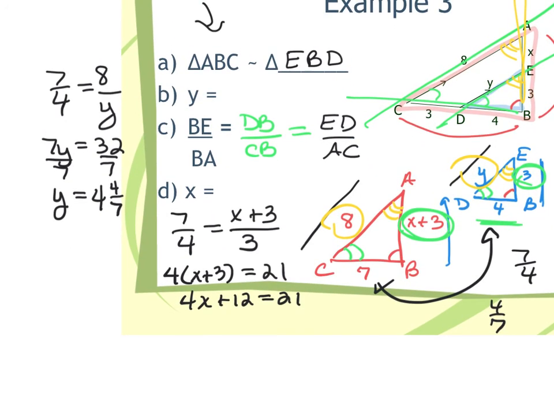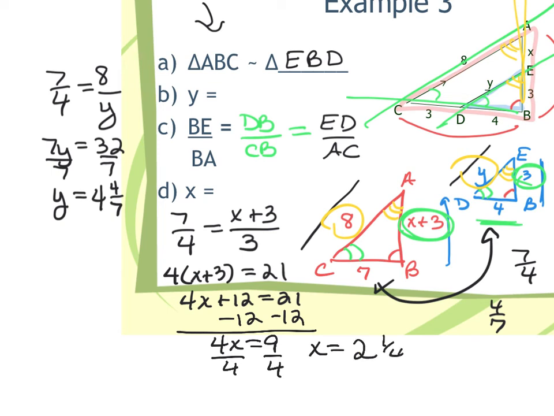Move the 12. 4X equals 9. Divide by 4. And X equals 2 1/4. This one you could have made a decimal because it's 0.25.